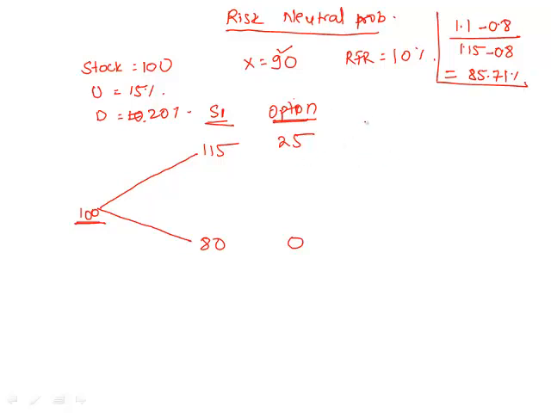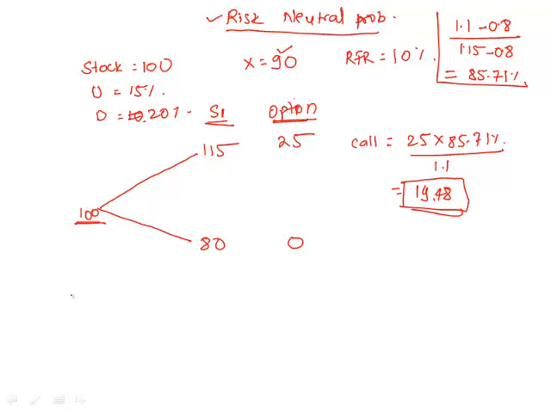So what is the value of the call option today? 25 into 85.71%. Since the second one is 0, we don't do anything to that. Divided by 1.1, which is equal to 19.48. This should be the value of the call option. This is what we already know. Now we have to understand what is the risk neutral part of it.